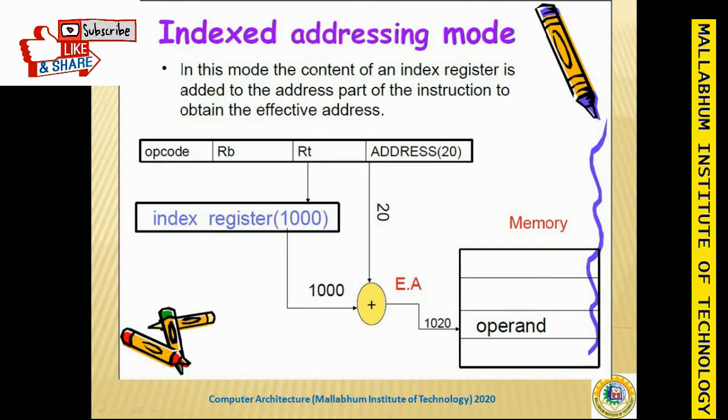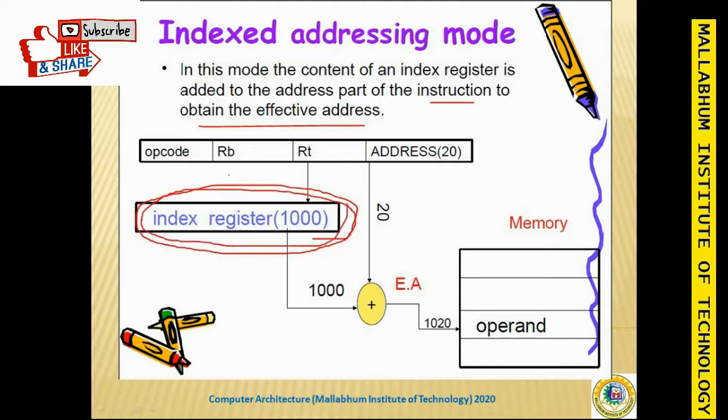Index addressing mode. In this mode, the content of an index register is added to the address part of the instruction to obtain the effective address. In this mode, the effective address is determined by adding the content of the index register with the address part of the instruction.